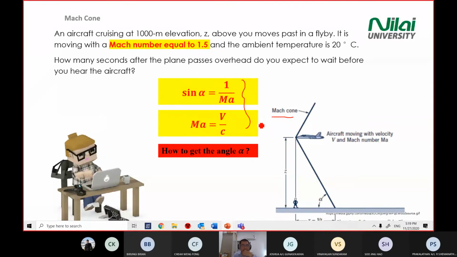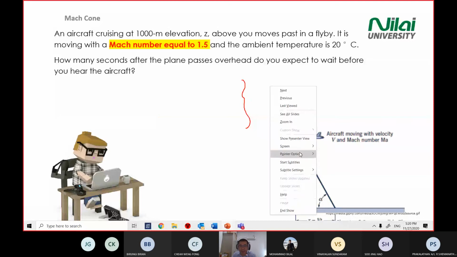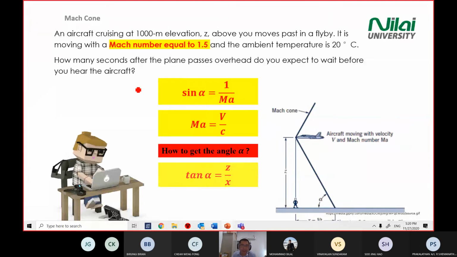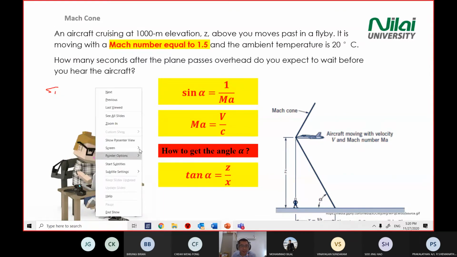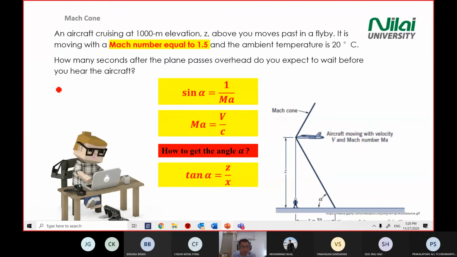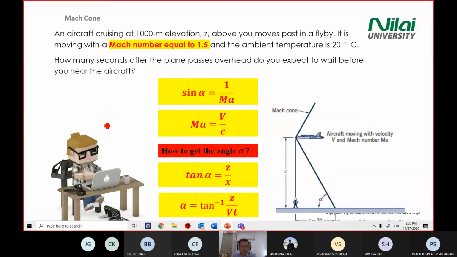Yes, I understood everything, but just the last one. I mean, where did you find the t? Okay. I'll repeat one more time. So this is going to take a while. Okay, you have these two. Then you have tangent. Okay, you have alpha equal to tan something. So sine tangent minus 1 of z over Vt equal 1 over Mach number.